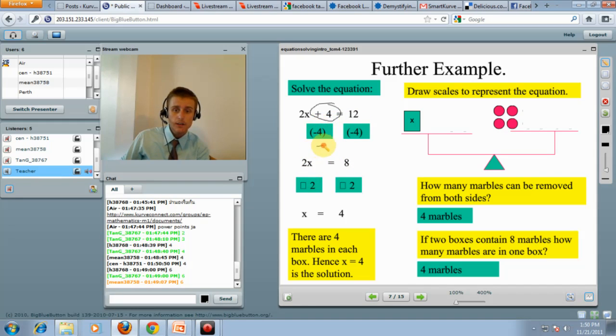When you subtract 4 from this side and 4 from this side, 12 minus 4 is 8, and 2x plus 4 minus 4 just becomes 2x. Now, part 2. If 2 boxes contain 8 marbles, how many marbles are in one box? So all you do is divide both sides by this 2 to get rid of it. 2 divided by 2 crosses out to 1x, and 8 divided by 2 is 4. There are 4 marbles in each box.